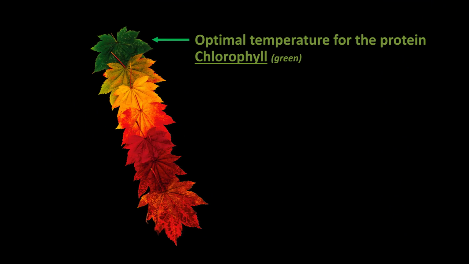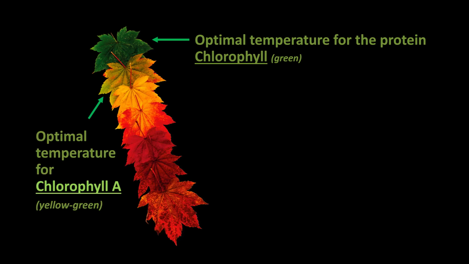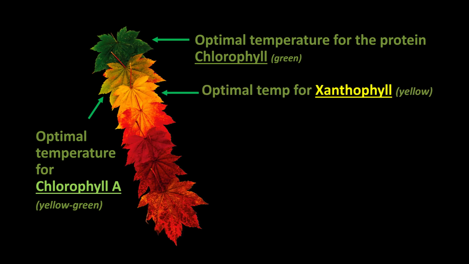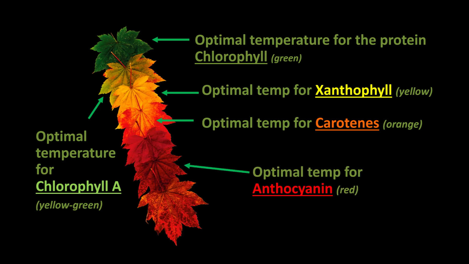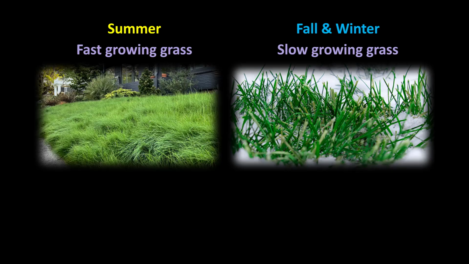Here are some examples of temperature impact. At around 70, 80 degrees, the optimal temperature for chlorophyll is fulfilled, and chlorophyll makes the green color. But when the temperature goes down, that's the optimal temperature for other proteins like chlorophyll A, which gives a yellow-green color, xanthophyll, which gives a yellow color, carotenes, which give an orange color, and anthocyanin, which gives red color.